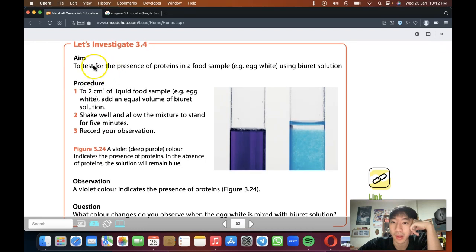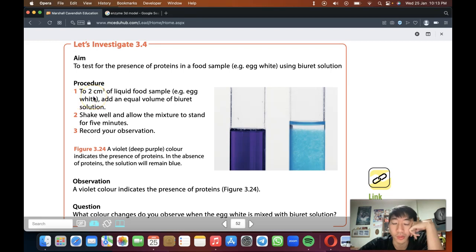To test for proteins in a food sample, one very simple one will be egg white. The reason why egg white is used is because egg white is transparent, so it doesn't really affect the color. If you use other substances that are very colorful, like black or green, that might prevent you from seeing a very clear violet color in the end, because you get confused by the other colors or the other molecules that can change the color of the substance.